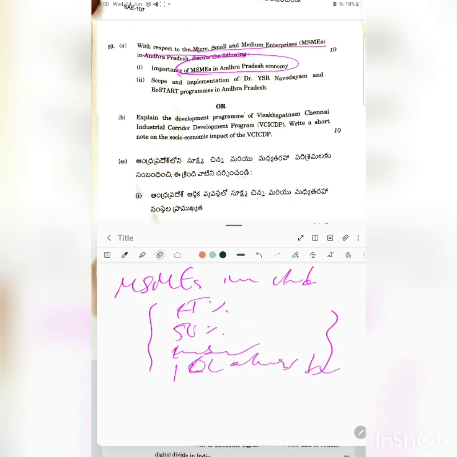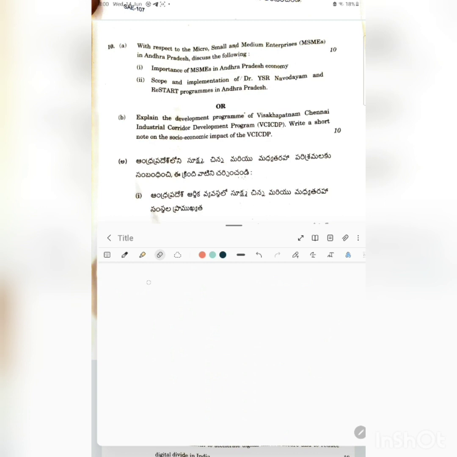And as far as the second part is concerned, the scope and implementation of the Dr. YSR Navodayam scheme, I made one of my biggest blunders in this exam. For the restart program I wrote YSR Navodayam, and for Navodayam I wrote restart. Mostly I will get max 3 marks for it if I am lucky, because the examiner might give a little bit of consideration, at least 1 mark for writing exact points regarding Navodayam and restart, but still it's a touch and go question for me.